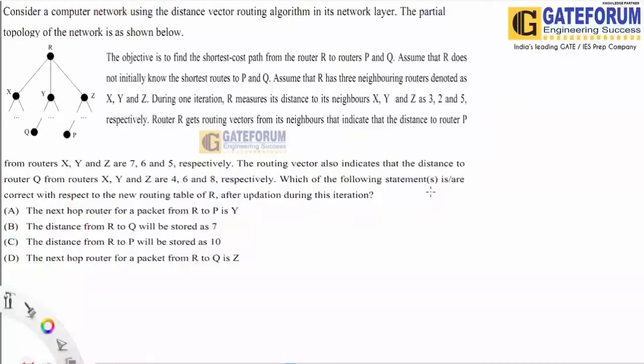Hello friends, welcome back. Let's try to solve one more question of CN which was asked in GATE 2021. If you look at this question, it is something like this. Consider the computer network using a distance vector routing algorithm in its network layer. So here it's basically related with the distance vector routing algorithm.